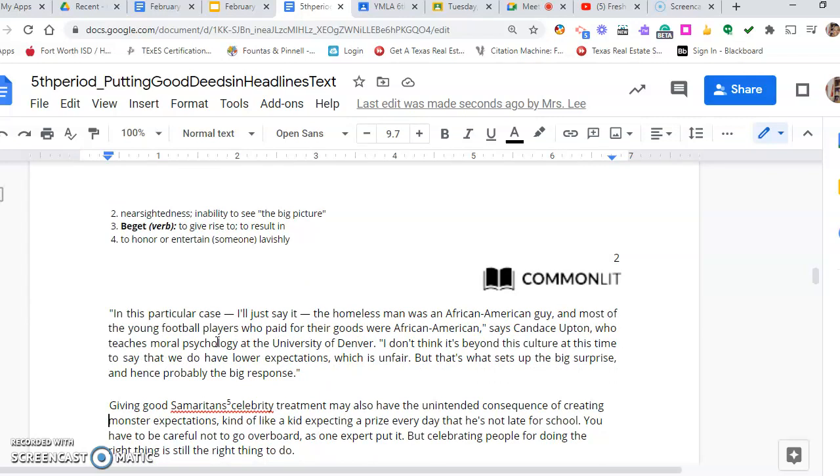In this particular case, I'll just say it, the homeless man was an African American guy, and most of the young football players who paid for the goods were African American.